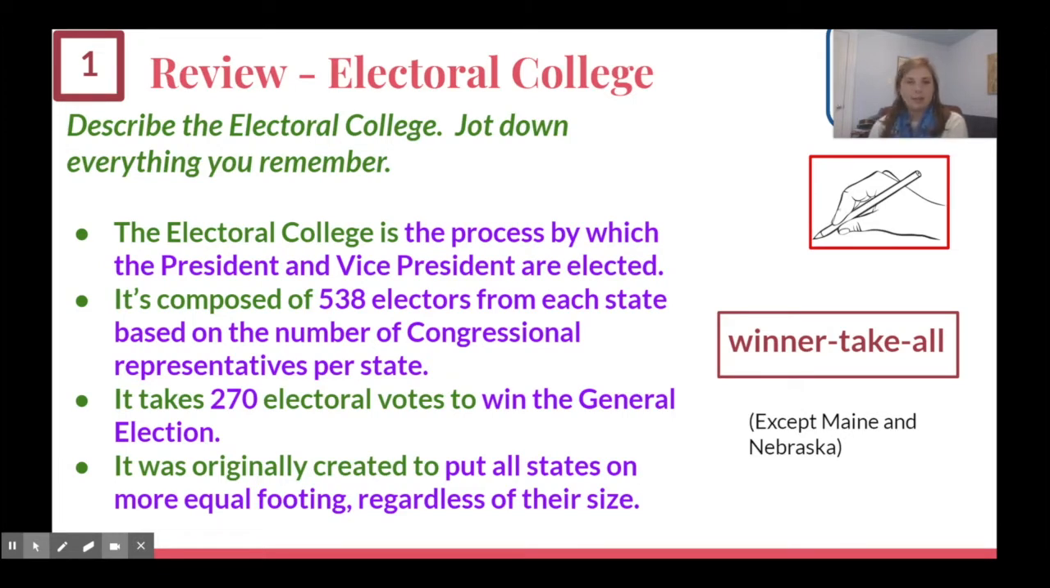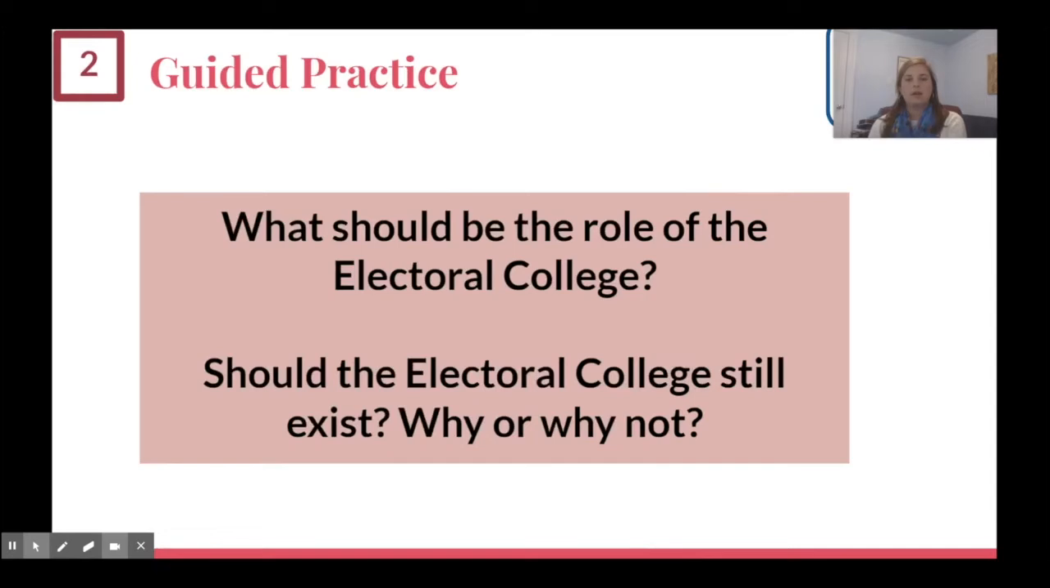Okay, so now that we've reviewed a little bit, let's jump into our question for today. So we said that our main goal in this lesson is to explain what we think the role of the Electoral College should be in our democratic republic. This is a relevant question because we know that people disagree over it. It's actually a very hotly debated topic today, and people have very strong but different opinions about it.